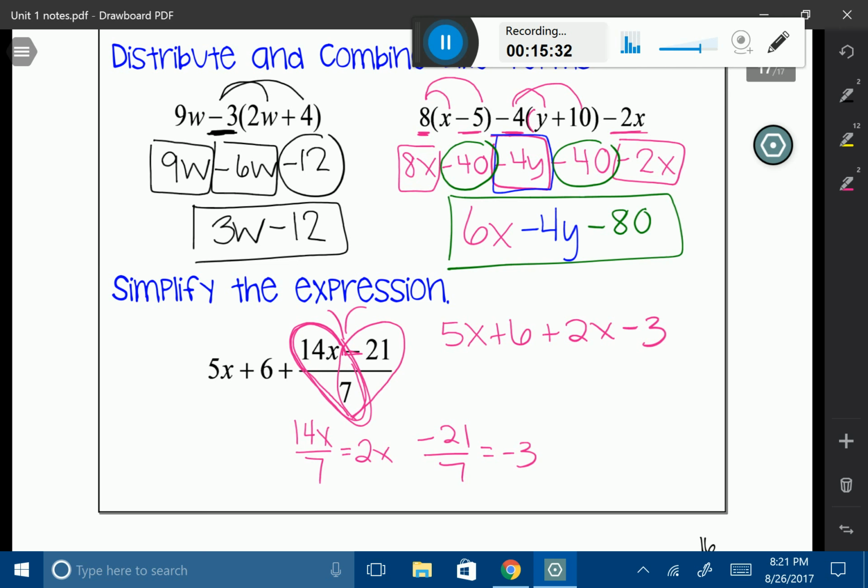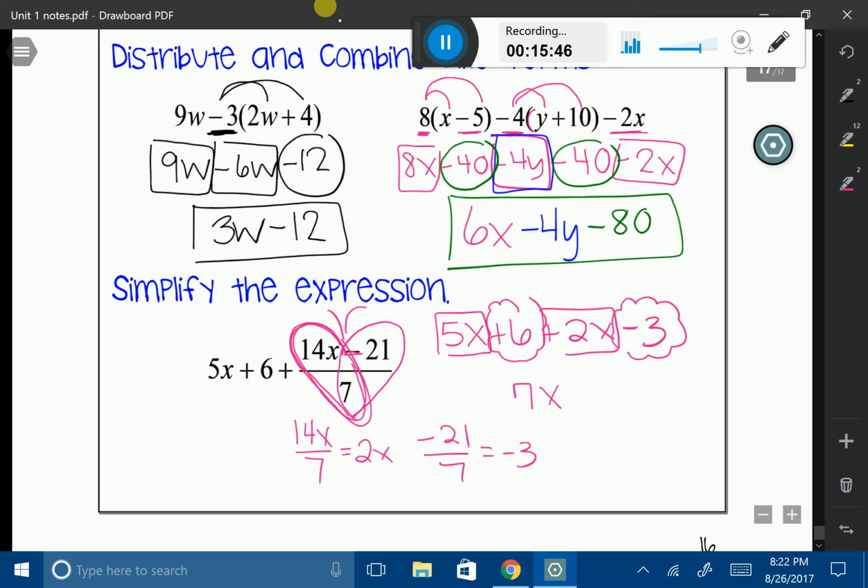And then, of course, we need to combine like terms. So if you see here, we have 5x and we have 2x. So that's going to give me 7x. And then I'll do a little cloud around my constants. Positive 6 minus 3, that's going to give me plus 3. So that whole big problem there is just going to be 7x plus 3. And that's the end of distributing and combining like terms.